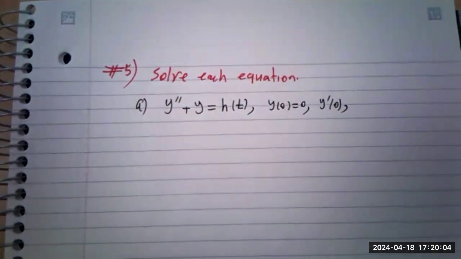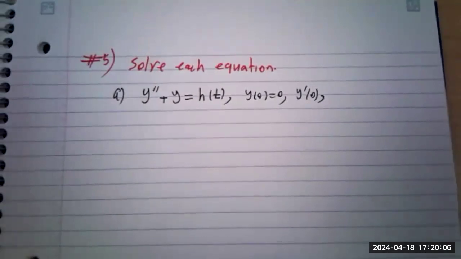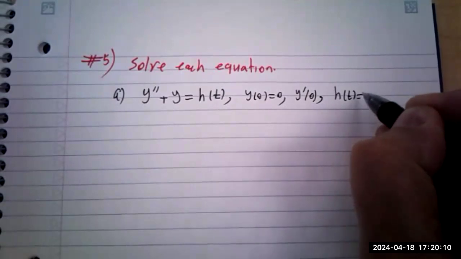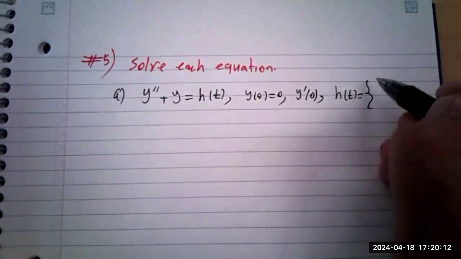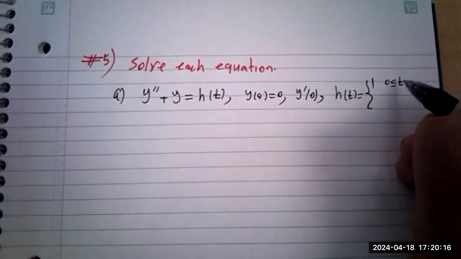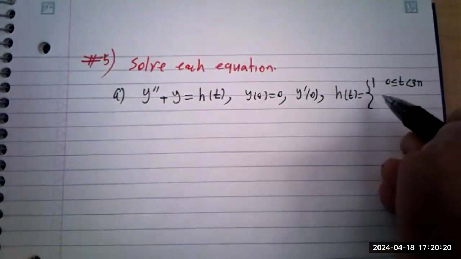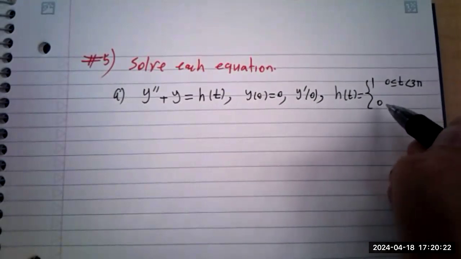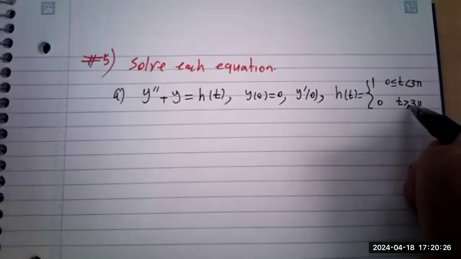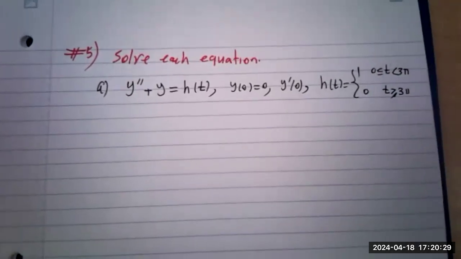And then they have to give you the h function. So the h function is this one. H of t is a piecewise defined function. The first part is 1, when t is between 0 and 3 pi, and it is equal to 0 when t is greater than or equal to 3 pi. Okay, this is the one.